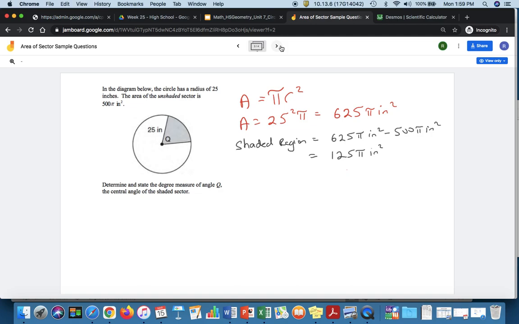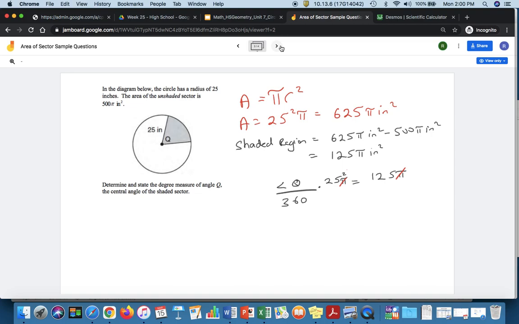So now if I want to know what angle Q is, I can say that angle Q over 360 times 25 squared should equal 125 pi. And I should have a pi here also, because the area of a circle is pi r squared. So from here I could divide my pi's out, and I'm actually going to use my Desmos Scientific Calculator.